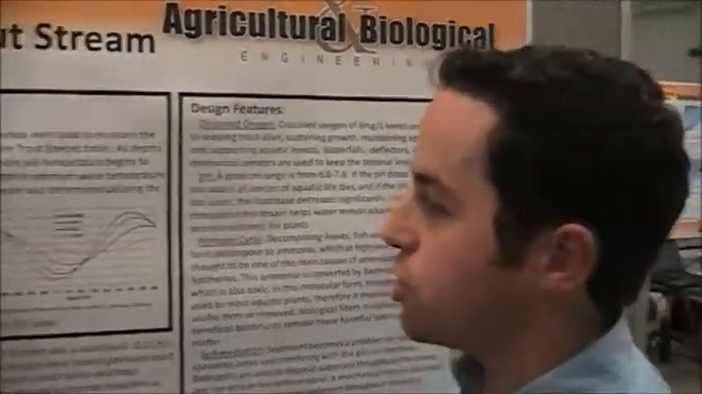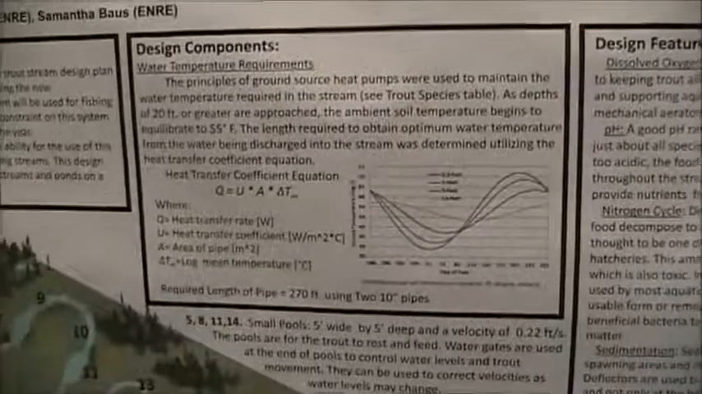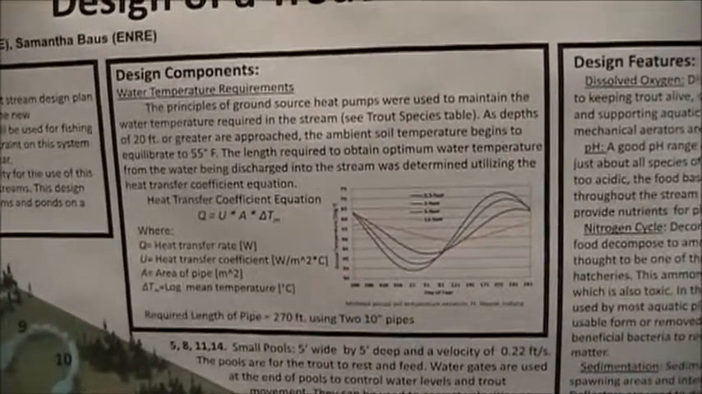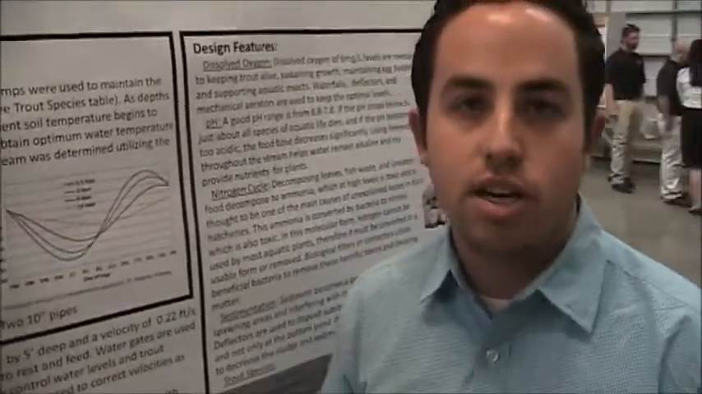Our main challenge was making sure that we could provide 55 degrees Fahrenheit of water temperature for our trout year-round. So our solution was to take the principles of a ground source heat pump, which are used in residential or commercial heating and cooling systems. The way those systems work is, as you approach depths of 20 feet or greater, the Earth's temperature is a consistent 55 degrees Fahrenheit.